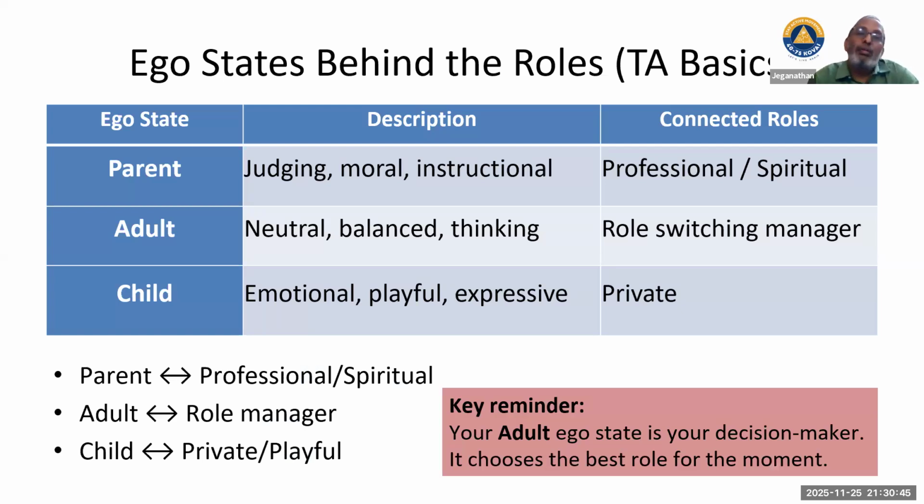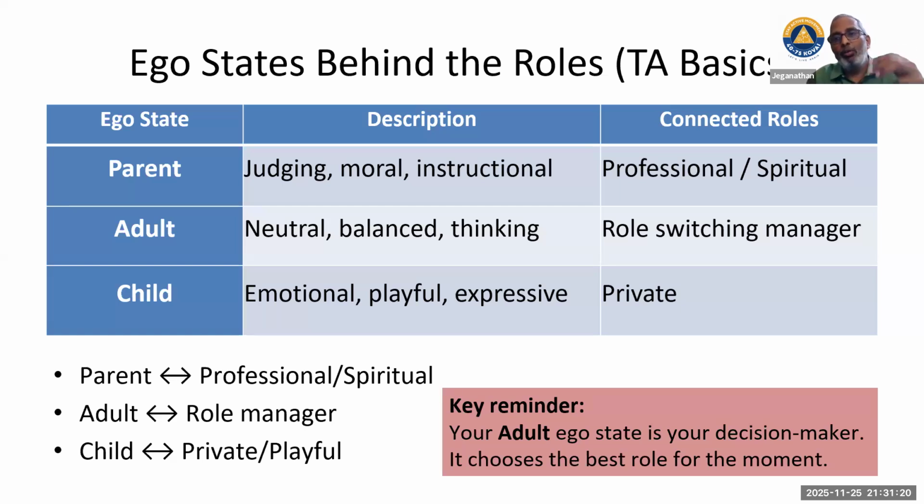The key reminder for people who use TA in your day-to-day life is your adult ego state is your decision maker. Once you activate your adult and you are in your present moment, being in touch with the current reality that you're in your family, and you're starting to use some judgmental words or harsh words, or you're calculating something, and you feel the other person is not in the same mode, then this helps you to become aware of the mismatch in the role, and it helps you to move to the appropriate role.